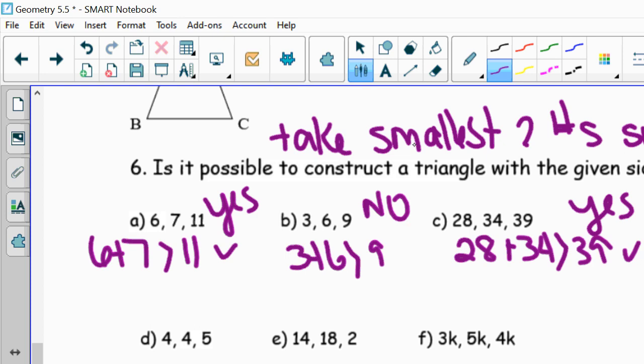If I take 4, 4, and 5, again, take the smallest two numbers, 4 plus 4, is that going to be greater than 5? 4 plus 4 is 8. 8 bigger than 5? Absolutely. So these are yes.